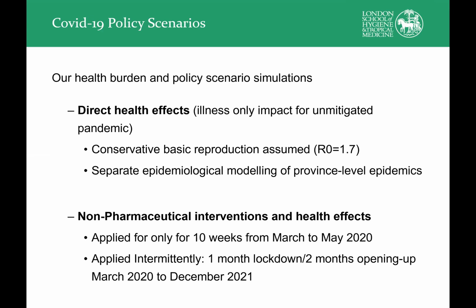And they're applied in two ways. We apply them either for a 10-week period from March to May 2020, from the time that the lockdowns did take place in Pakistan up to May 2020. But also we apply them intermittently with 1 month lockdown, 2 months opening up from March to December 2021. So that's over a much longer period. So those are the types.